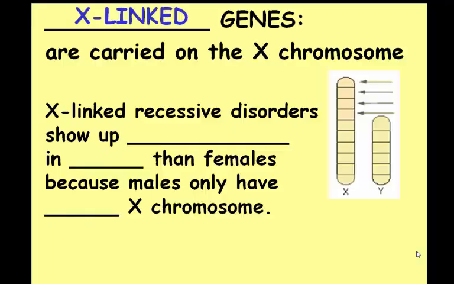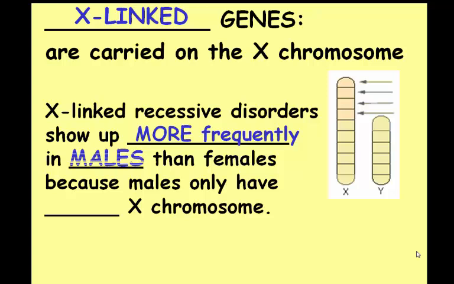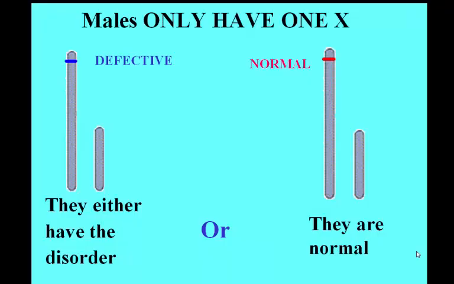We also see X-linked recessive disorders, where you have to have both recessive alleles to see the disorder. These are more frequent in males than in females because males only have one X chromosome. So here's why this happens. Men only have one X chromosome, and the other one is a Y. So they don't have traits on the Y chromosome that the X chromosome has. So if they have the defective gene, they're going to express it. If they have the normal gene, they're going to express it because there's nothing to mask the defective.